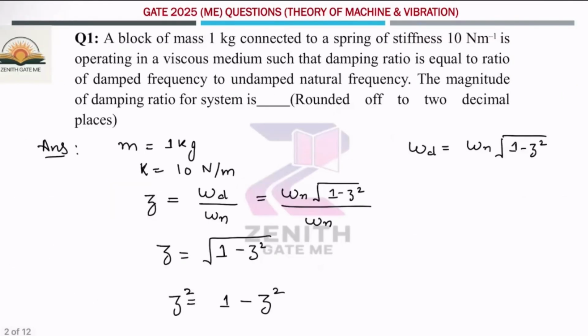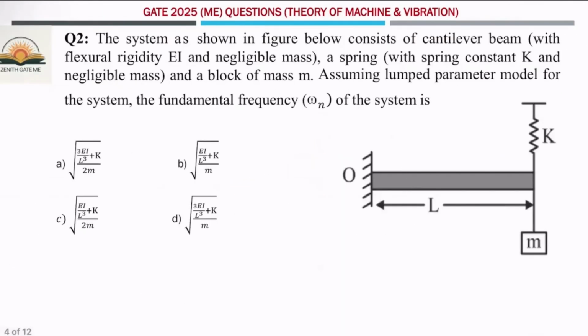Okay, now move to the next question. Again, the second question also is from the vibration only. What is the question? A system as shown in the figure below consisting of a cantilever beam, whose flexural rigidity is given as EI and negligible mass. Okay, so the mass of the beam, no need to consider. A spring with spring constant K and negligible mass. And the block of mass is M. That means the mass of the spring and the mass of the beam is not given. Only the block mass is given, which is nothing but M.